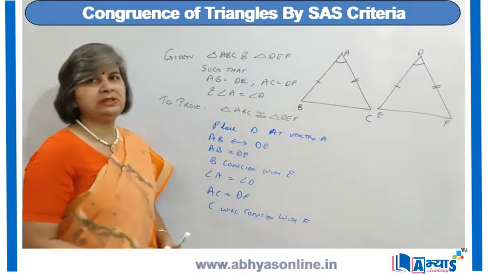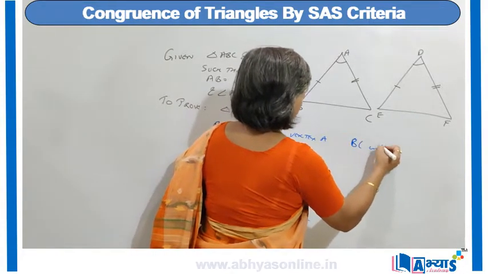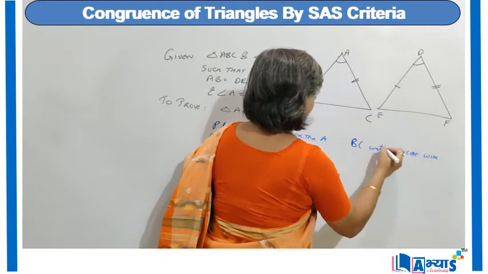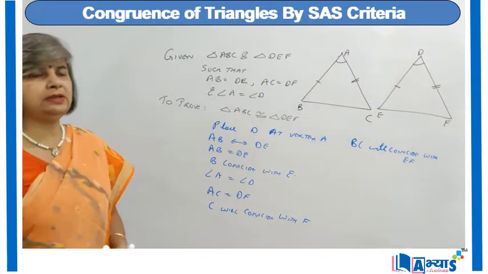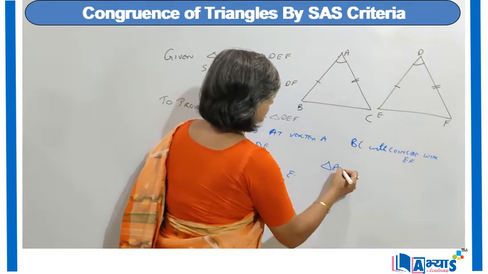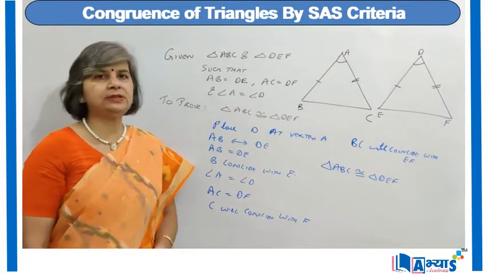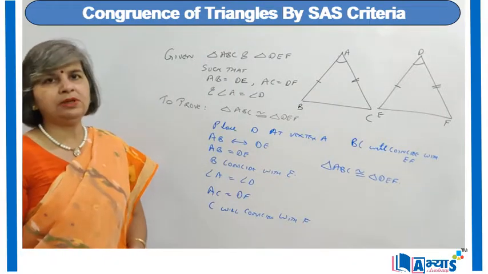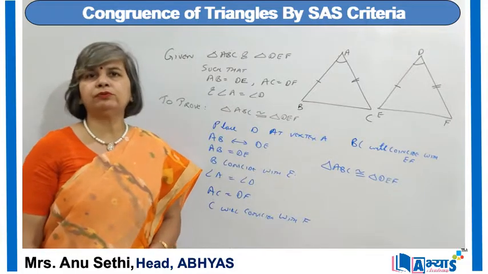Now that means BC will coincide with EF. So we can say, by the definition of congruence, that triangle ABC will be congruent to triangle DEF. Two triangles in which two sides and the angle included between those sides are equal, then the two triangles are congruent, or that means the SAS criteria holds true for congruence.